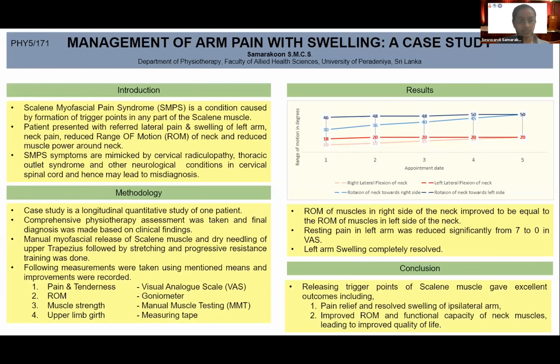Similar symptoms can also be observed in conditions such as cervical radiculopathy, thoracic outlet syndrome, other neurological conditions in the cervical spinal cord, lateral epicondylitis in the elbow, and carpal tunnel syndrome in the wrist. Special orthopedic tests were used to differentiate the condition.